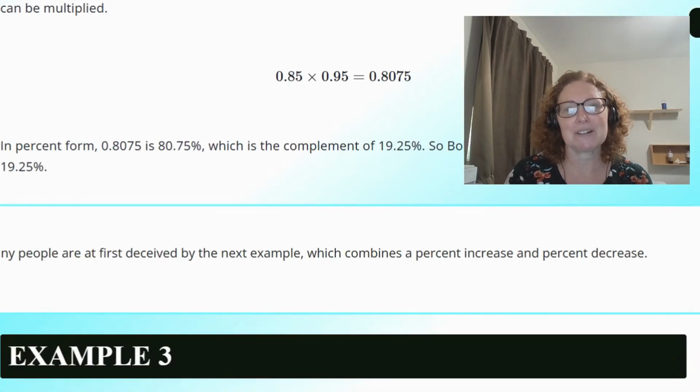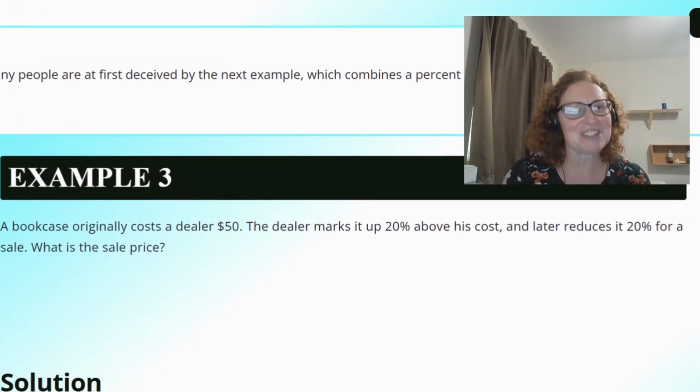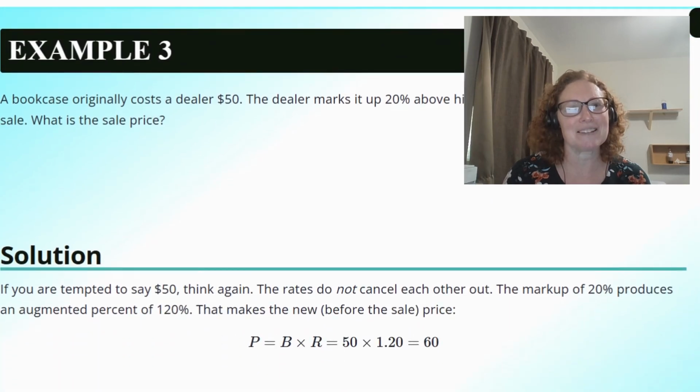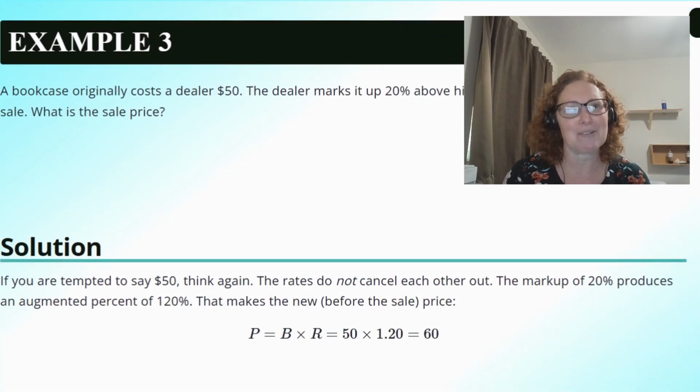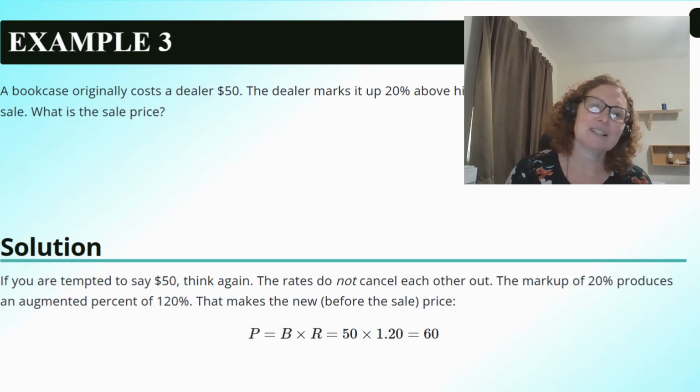So, yeah, it looks like another trick question. It's really not. It's just trying to help you to understand that it doesn't always come out the way you think it would. This one is a little tougher.